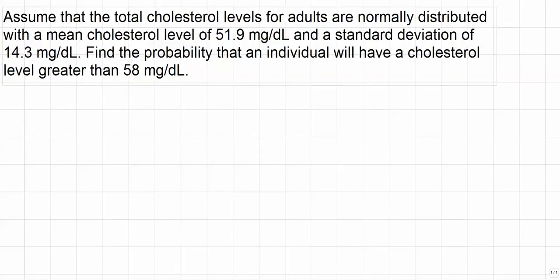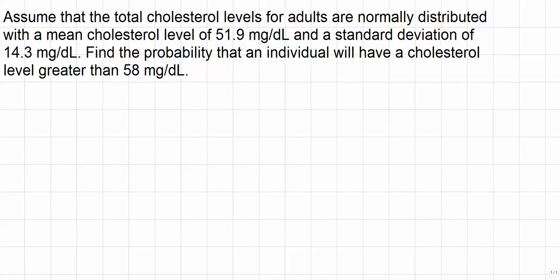Assume that the total cholesterol levels for adults are normally distributed with a mean cholesterol level of 51.9 milligrams per deciliter and a standard deviation of 14.3 milligrams per deciliter. Find the probability that an individual will have a cholesterol level greater than 58 milligrams per deciliter.